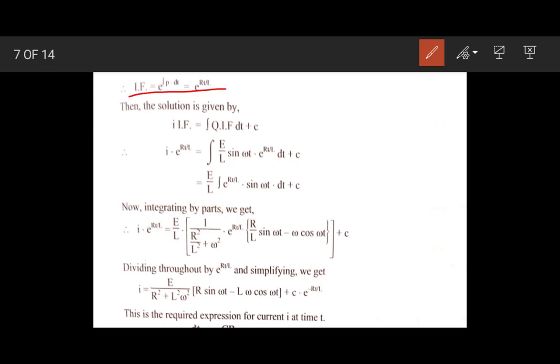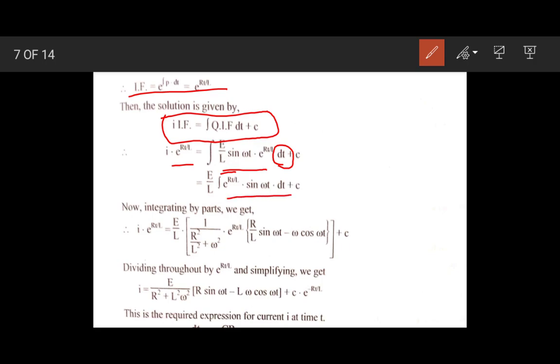After getting the integrating factor, I will solve the linear differential equation using the formula: I times the integrating factor equals the integral of Q times the integrating factor dt plus c. The integrating factor is e raised to Rt/L, so that equals the integral of (E/L) sin ωt times e raised to Rt/L dt plus c. Here I am integrating with respect to t, so E/L is a constant and will come outside.